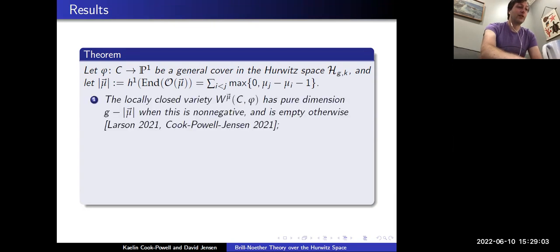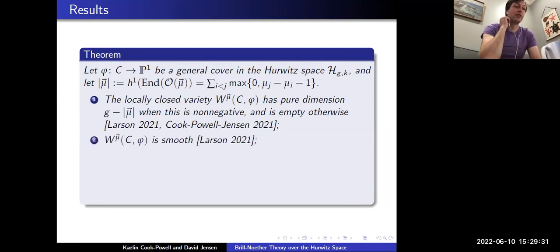Okay, so the first thing here was proven independently by Hannah Larson and by Kalin and myself. So the locally closed variety, the splitting locus, has pure dimension g minus size of mu when this is non-negative, and it's empty when this is negative. In her paper, Hannah Larson also proved that these locally closed varieties are smooth.